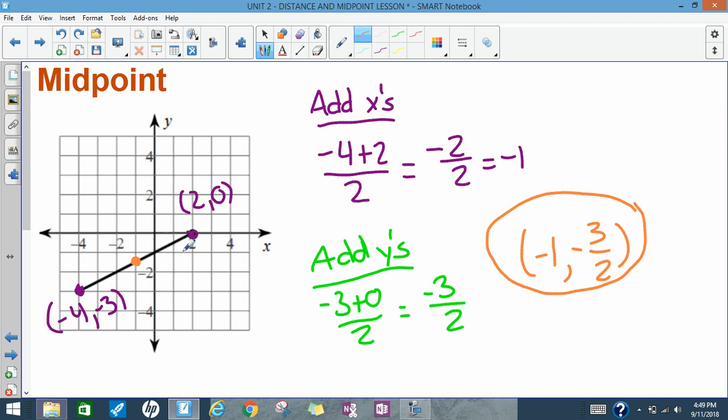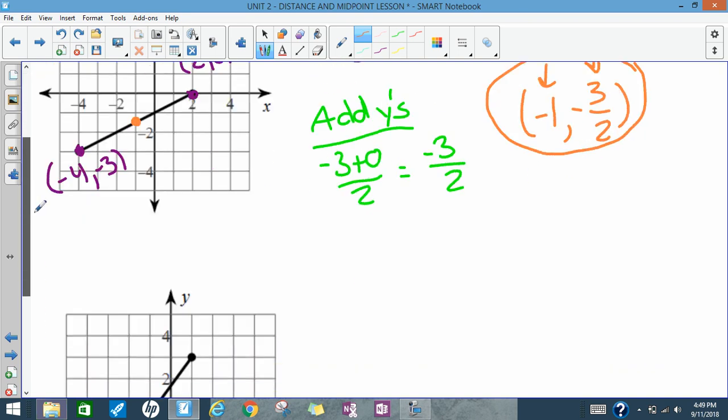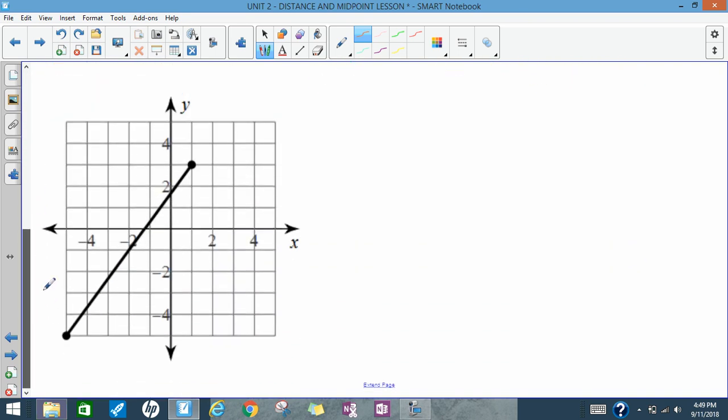And notice when I find a midpoint, it's the coordinates of a point in this coordinate plane, so it's got an x value and a y value, and I put parentheses around it because that's how we label points. So let's find another one.